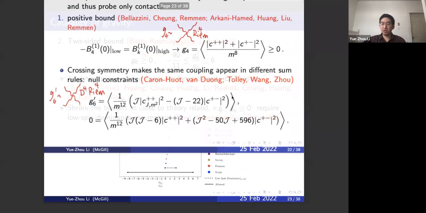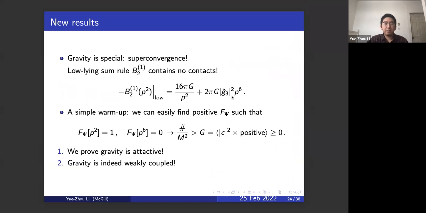So I'm going to move to the new results, that gravity is special. I actually mentioned before that we have a superconvergence sum rule. So let me consider the sum rule that is superconvergent. It's very beneficial because it contains the low-energy contributions, and at low energy it's only gravity, the Einstein gravity and Riemann cube.